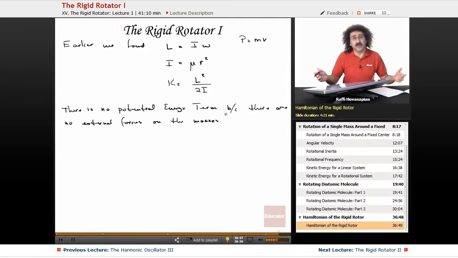Now, if we want to, we can certainly put these molecules in a magnetic field and create some external forces, but as it is just a rotating molecule, there are no external forces.